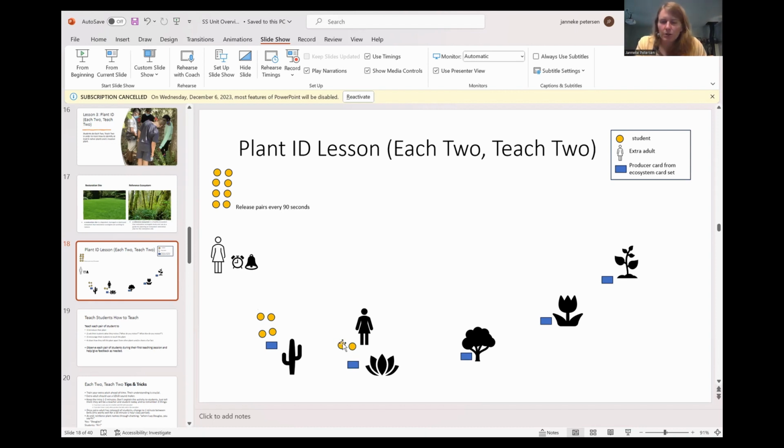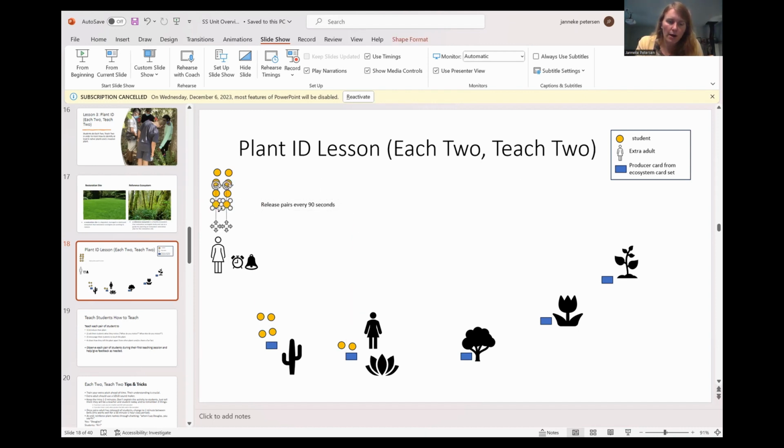Meanwhile, this pair of students are getting assigned their plant. So now they're going to become teachers. So you teach these students about this plant. You hand them their card. You tell them to plant with their plant because now they're teachers. A minute and a half has gone by and your supporting adult makes the sound, ding, ding, ding, ding, and releases the next pair of students.